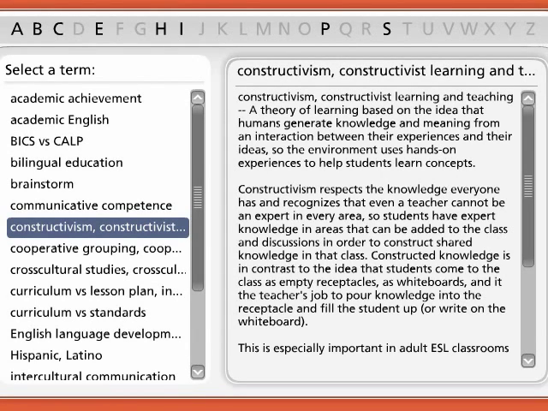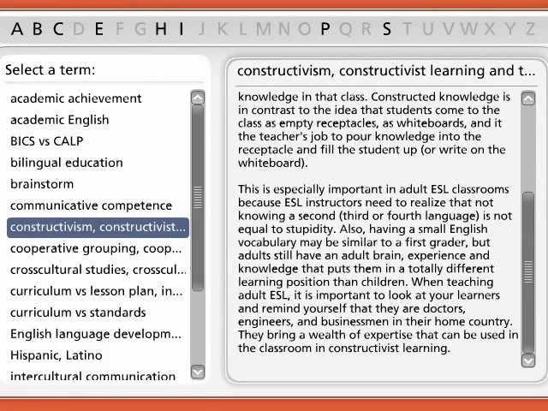This is especially important in adult ESL classrooms because ESL instructors need to realize that not knowing a second, third, or fourth language is not equal to stupidity. Also, having a small English vocabulary may be similar to a first grader, but adults will have an adult brain, experience, and knowledge that puts them in a totally different learning position than children. When teaching adult ESL, it's important to look at your learners and remind yourself that they're doctors, engineers, and businessmen in their home country. They bring a wealth of expertise that can be used in the classroom in constructivist learning.